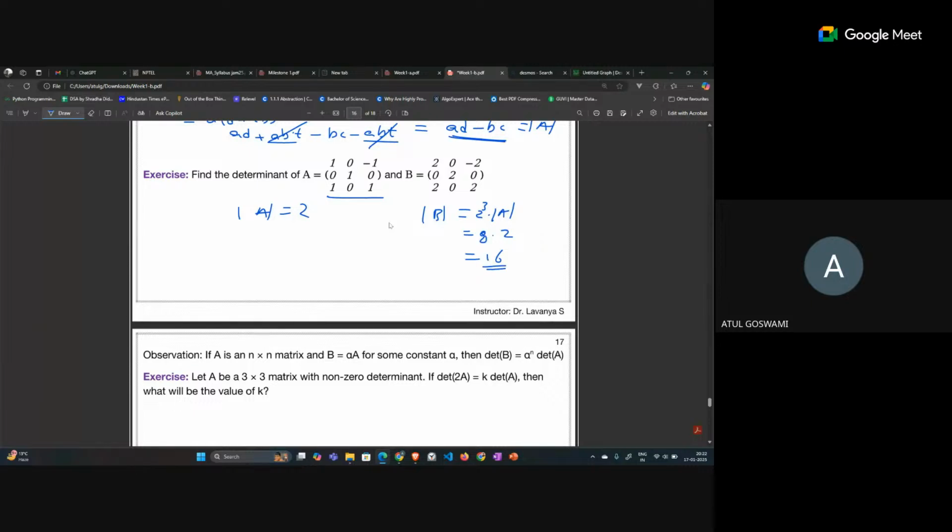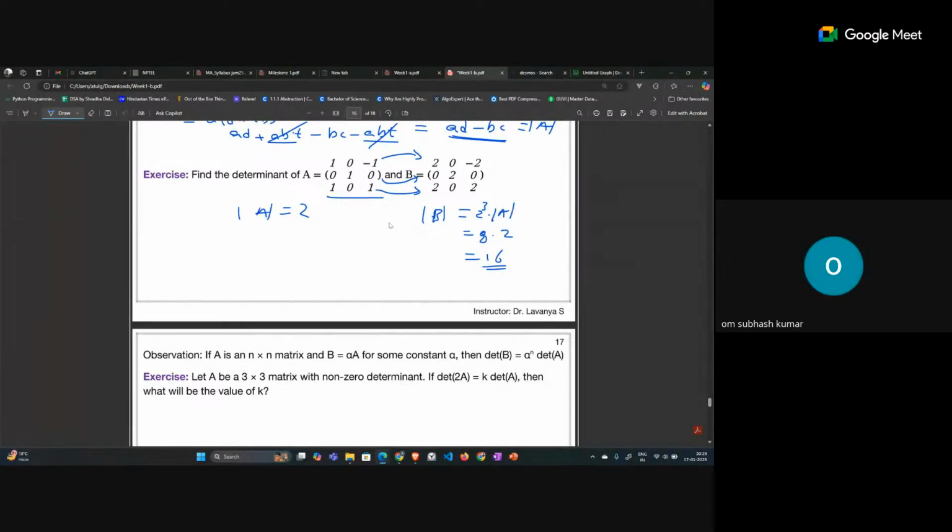Is that clear, everyone? No, sir. Can you elaborate on it? Which part do you have a problem with? Why multiply for every row, just 2 to the power 3? This first row is multiplied by 2, the second row is multiplied by 2, and the third row is multiplied by 2. What is the effect of multiplying the first row by 2? 2 times, right? And then what is the effect of multiplying the second row by 2? For every multiplication, we are just multiplying by 2.